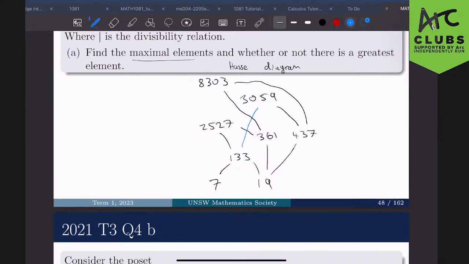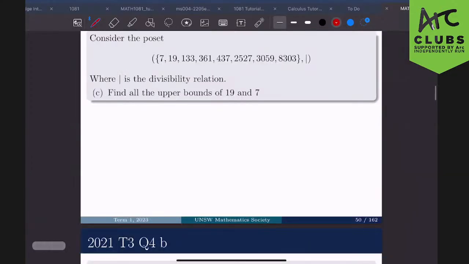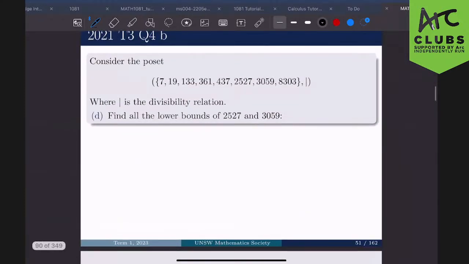So the lower bounds of this and the lower bound of this, it's just once again where they're both connected, so 133, and everything below that, so this and this, so I believe that's 3, 7, 9. Right.